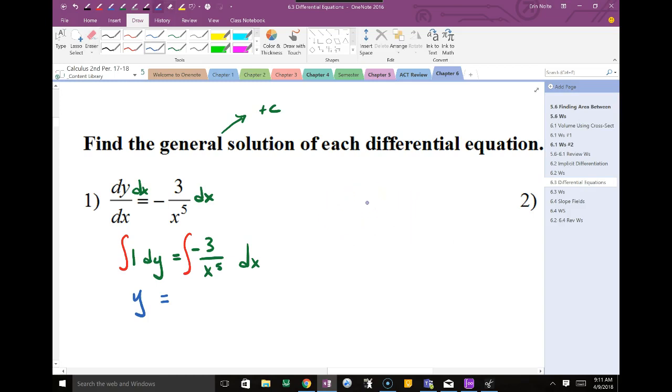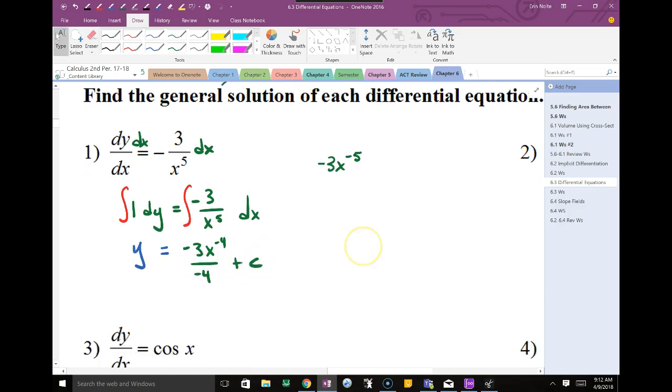What is the integral of negative 3 over x to the 5th? So do you remember that I pull this up, right? So it's the same as negative 3x to the negative 5th power. And we're adding 1. If I add 1 to negative 5, what number do I get? Negative 4. Okay, so I'm going to have negative 3 x to the negative 4th.